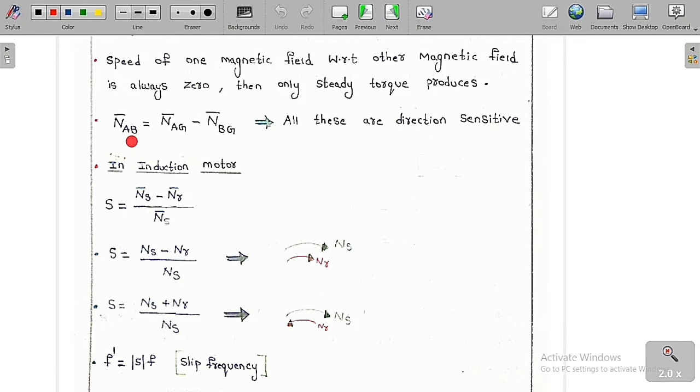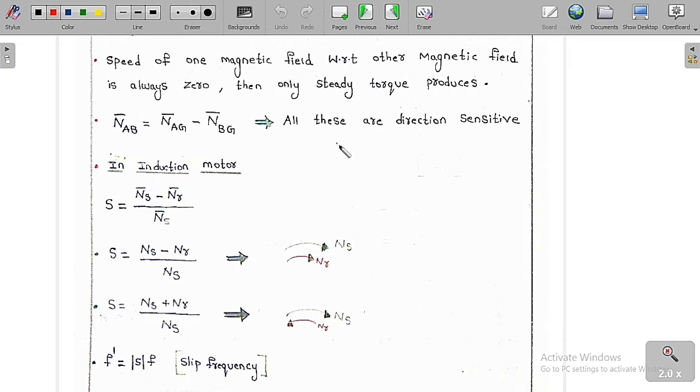Here, the speed of A with respect to B is equal to the speed of A with respect to G minus the speed of B with respect to G. All these are direction sensitive, so all these are vector equations. If you take one direction as positive, the other things will be negative. Anything which is opposite to that direction is called negative, and the things which are in the direction are called positive.